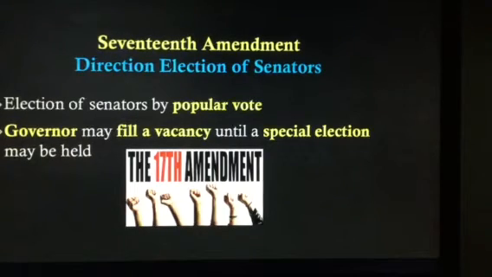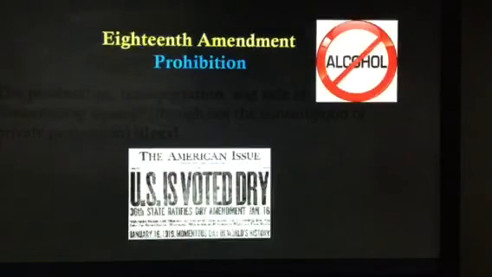But the most important thing about this amendment was the direct election of senators by popular vote. The people can vote for senators now. Again, this is the early 1900s. I want to say somewhere in the 19 teens, this amendment was added and ratified by the states.